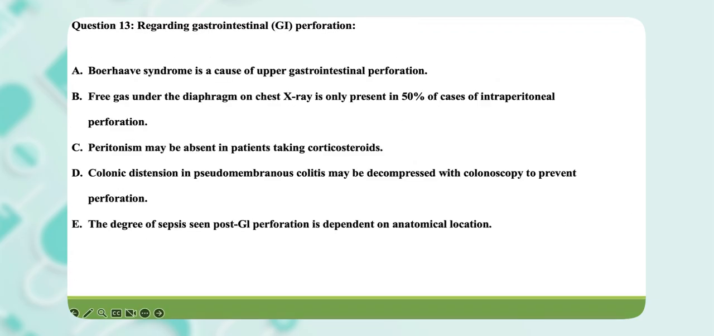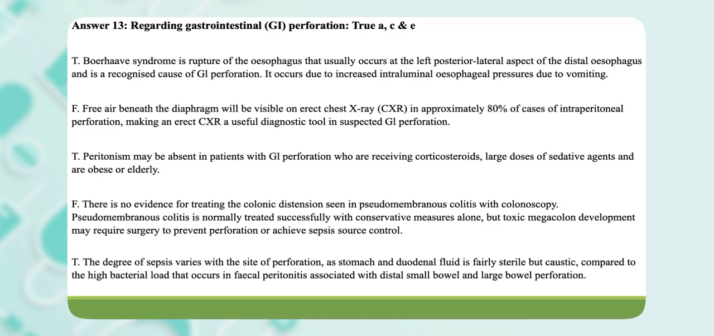So the first one, Boerhaave syndrome is a cause of upper gastrointestinal perforation. Yes. What happened? The syndrome means rupture of the esophagus, usually occurring at the left posterolateral aspect of the distal esophagus, and is a recognized cause of GI perforation. It occurs due to increased intraluminal esophageal pressure due to vomiting.